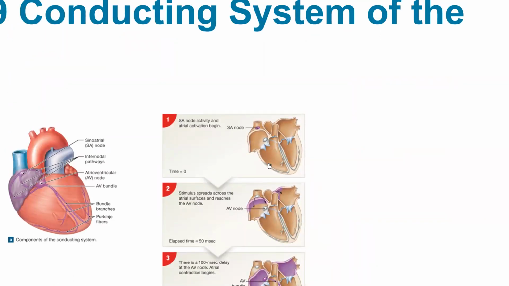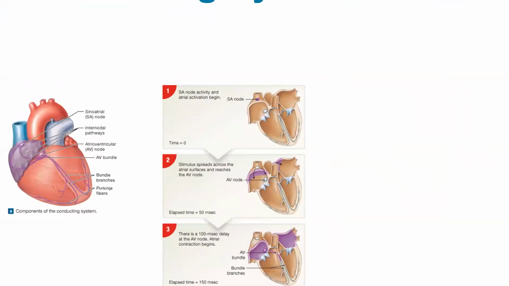So the SA node, here's our heart. The SA node is a group of cells right at the top of the right atrium. That's considered the pacemaker of the entire heart. This is going to set the pace for contraction. When the SA node creates an impulse, it's not getting an impulse from anywhere else, it's creating it from within.